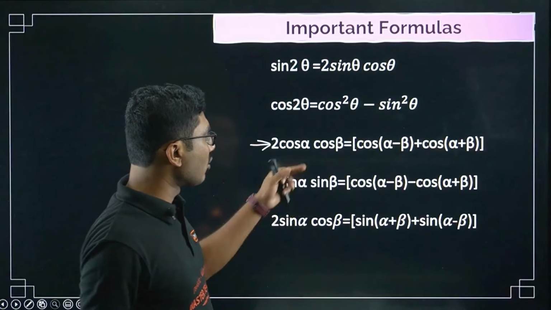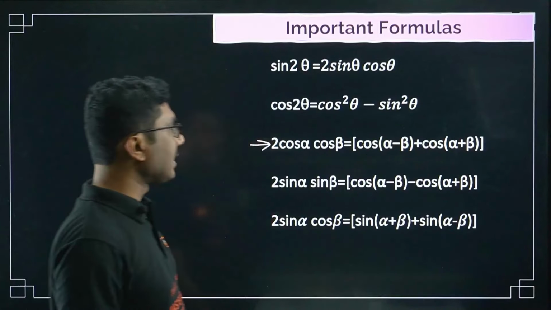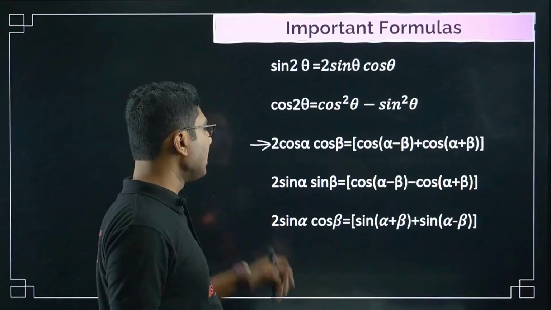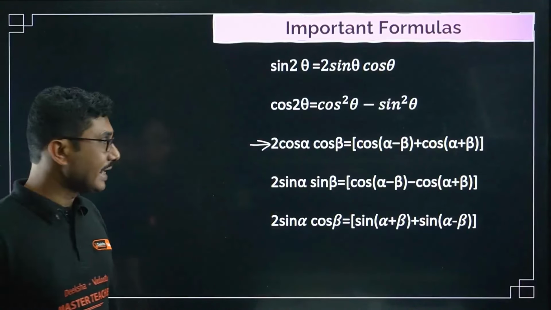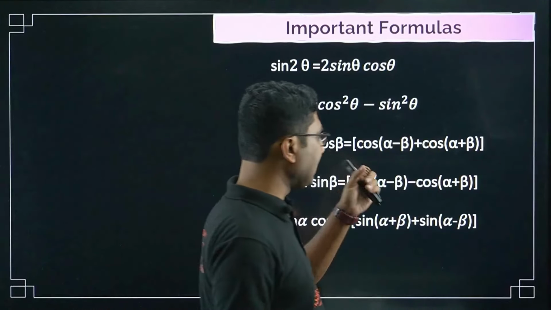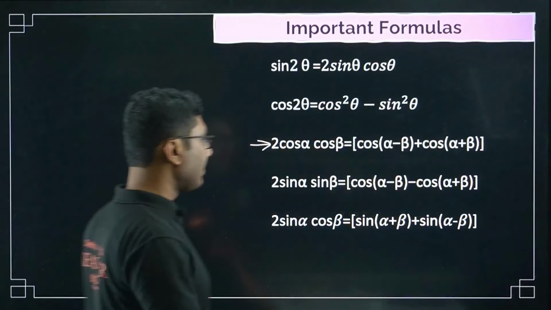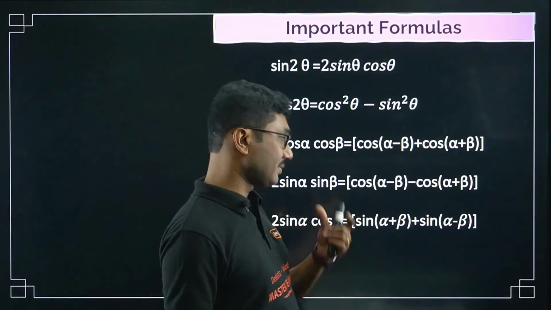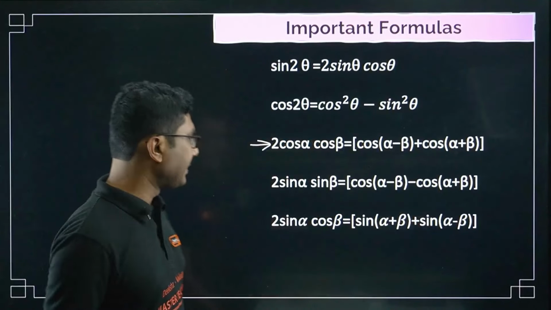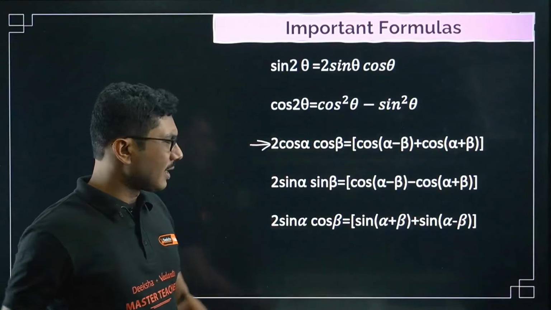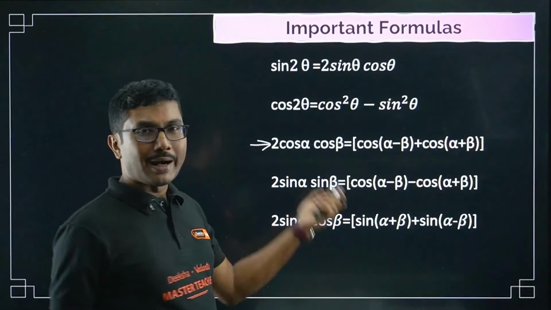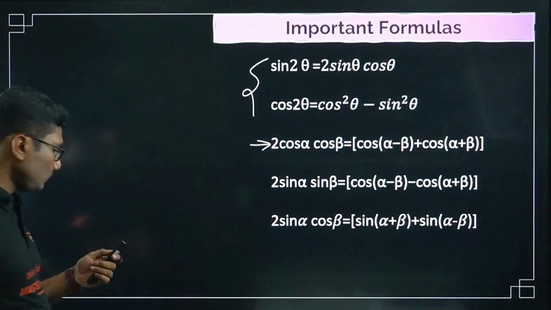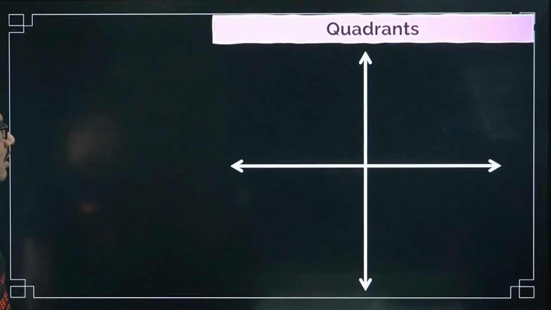2 cos alpha cos beta equals cos alpha minus beta plus cos alpha plus beta, and 2 sin alpha sin beta equals cos alpha minus beta minus cos alpha plus beta. 2 sin alpha cos beta equals sin alpha plus beta plus sin alpha minus beta. Now not super important, but it might come handy, you never know, but these two are very, very important. Let's move on to the quadrants.